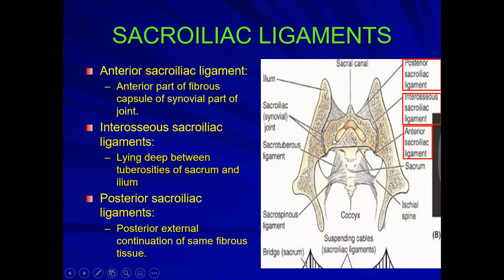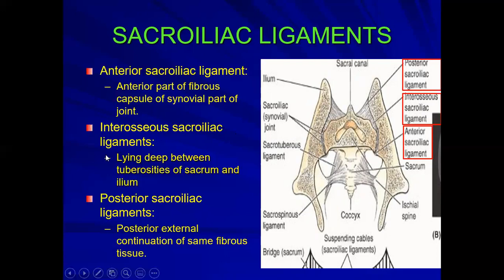For the anterior sacroiliac ligament, if you see here, this is the anterior sacroiliac ligament. This is the anterior part of the fibrous capsule of the synovial part of the joint. And then in between this bone, we have the interosseous sacroiliac ligament, and at the back there, we have the posterior sacroiliac ligament.